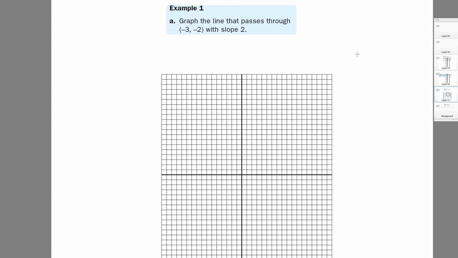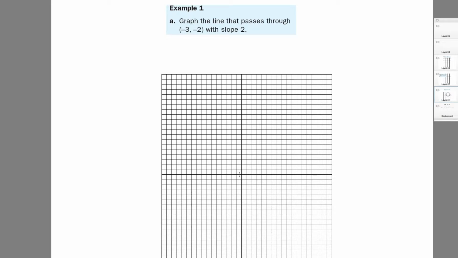We want to graph a line that passes through (-3, -2) with a slope of 2. Remember, for a given point and a slope, there's only one line. So if we're given the point and slope, we've only got one line we could draw. So we've got to find (-3, -2) on the graph.